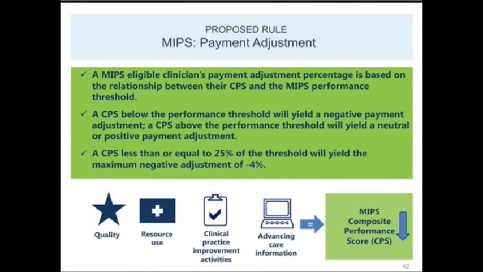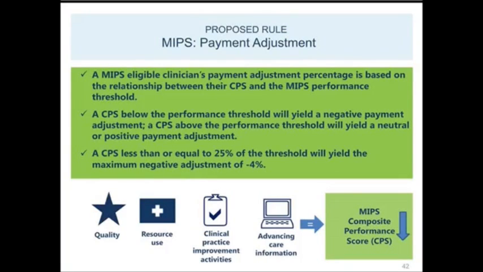And now we get to the bottom line. So how are eligible clinicians reimbursed based on their performance under MIPS? Well, as before, we talked about the 4 components: quality, resource use, clinical practice improvement activities, and advancing care information. All of these are added up and scored. I won't go into the detail, but they add up to a score of 100. And then performance threshold is decided upon for each clinician or each clinician group. And if their composite performance score is above the threshold, they will receive more. If it's below the threshold, they will receive less.